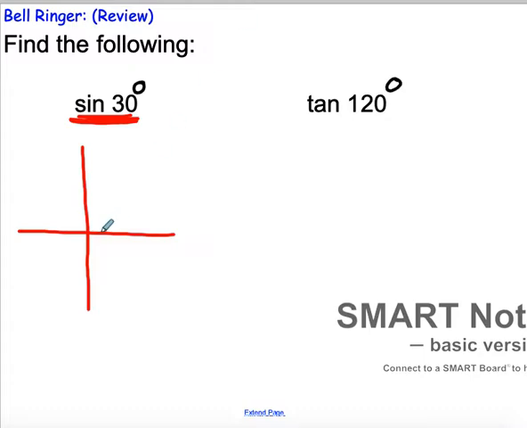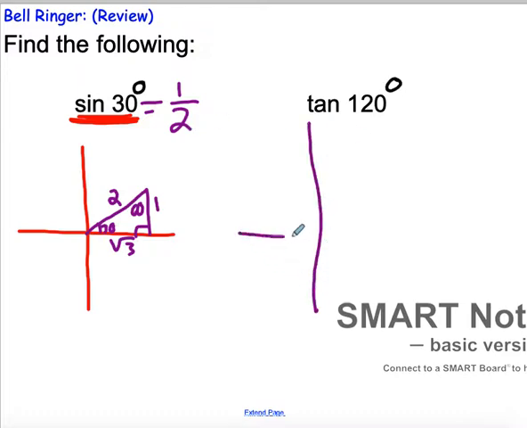Well, if you have a 30-degree angle, this is 90, so this has to be 60. So opposite of 30 has to be 1. Opposite of 60 is square root of 3, and this has to be 2. Sorry, guys. And so sine is opposite 1 over hypotenuse 2.